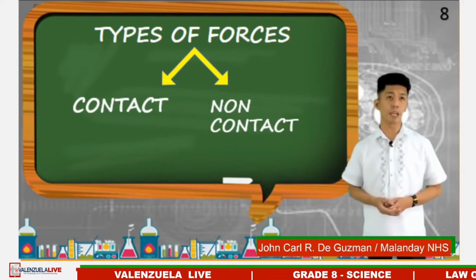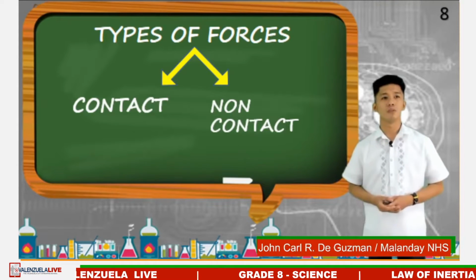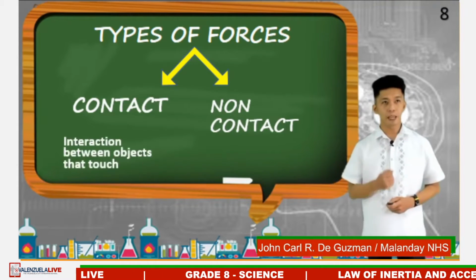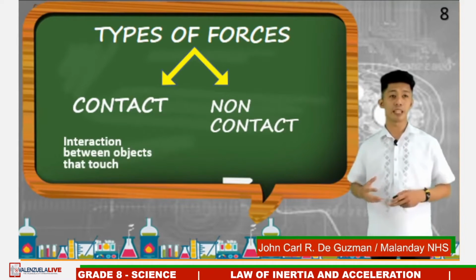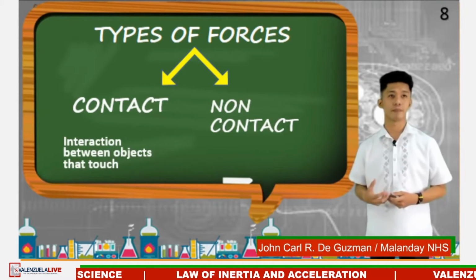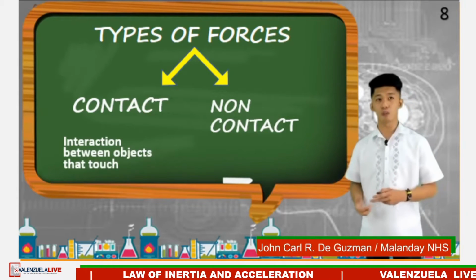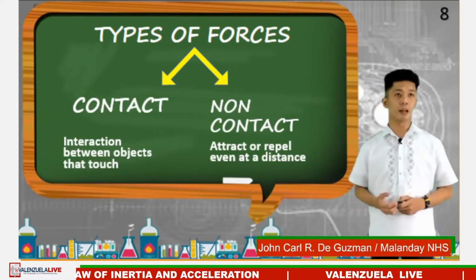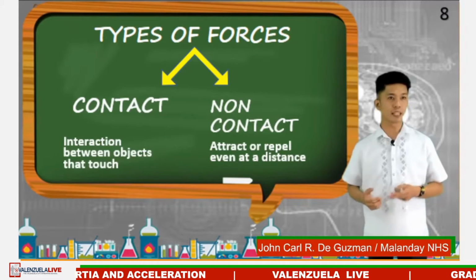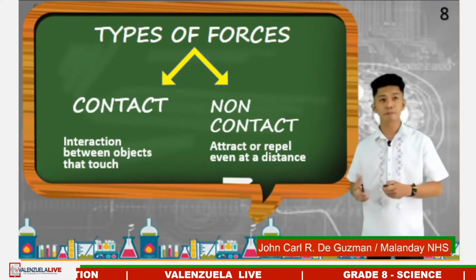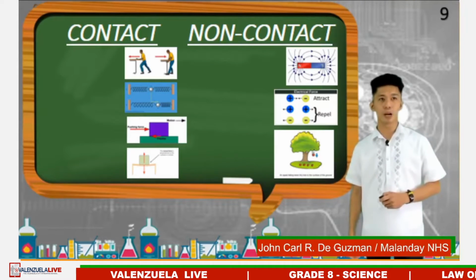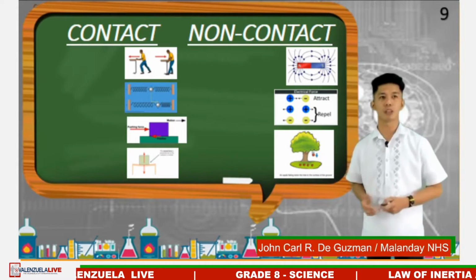What do we mean by contact forces? When we say contact forces, it is an interaction between objects that touch, that have contact with each other. While non-contact forces attract or repel even at a distance, meaning there is no contact with each other. Now, here are some examples of contact and non-contact forces.